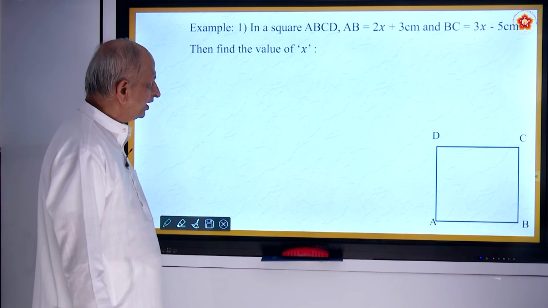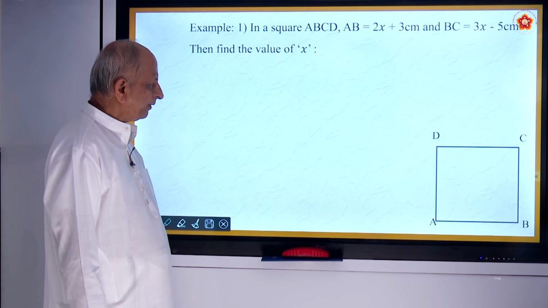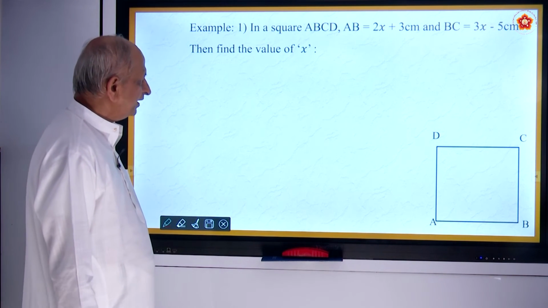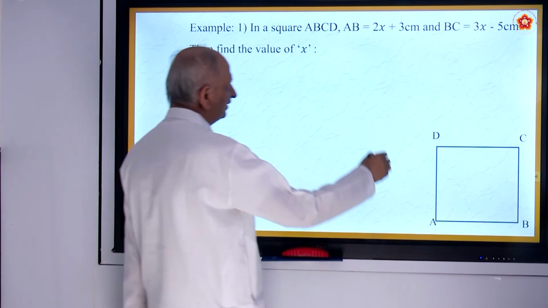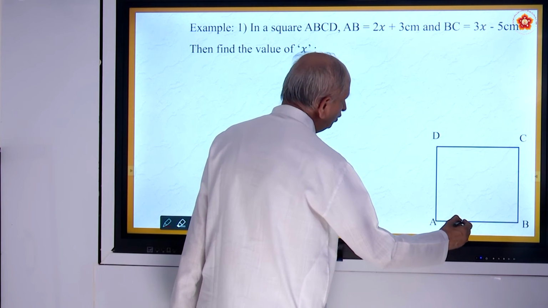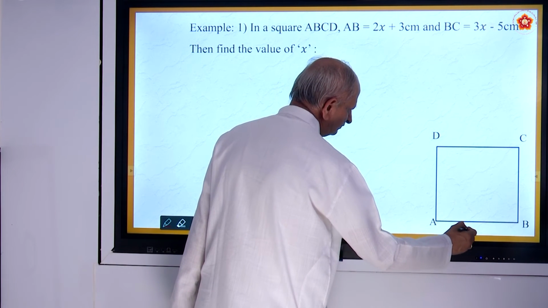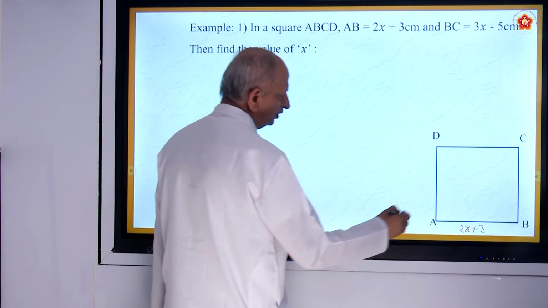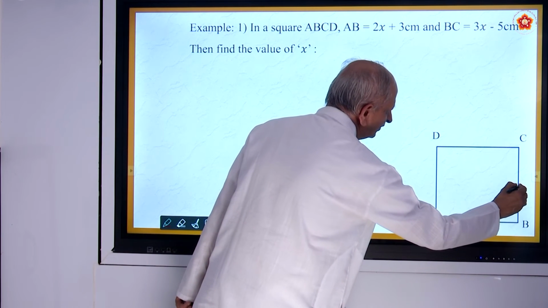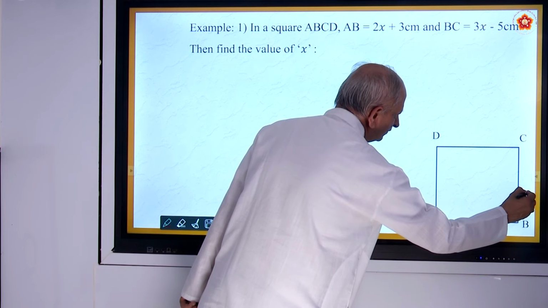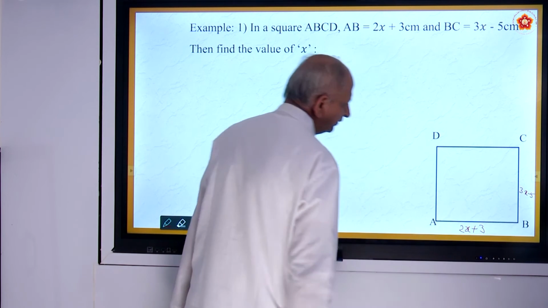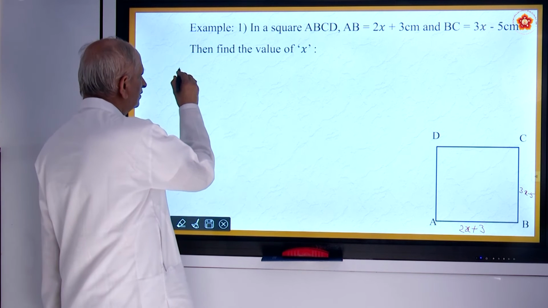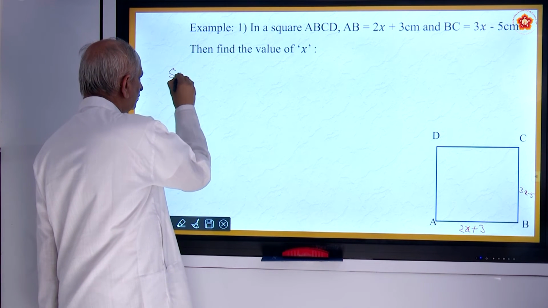So, with this knowledge, we will prove one problem now, one example. So, in a square ABCD, see here is a square ABCD. AB is equal to 2x plus 3 and then BC is equal to 3x minus 5. Now you are asked to find the value of x. How to do it? Solution.